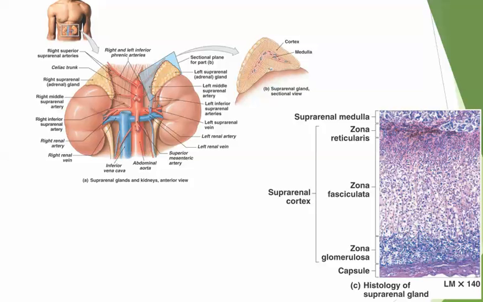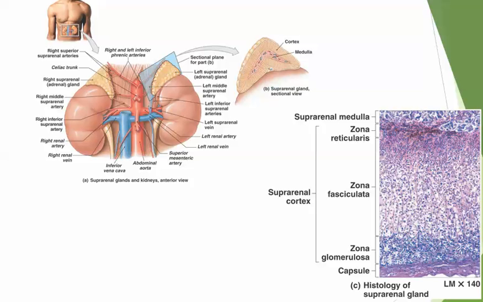Then the veins: the left suprarenal vein drains into the renal vein, and the right suprarenal vein drains into the inferior vena cava. So taking a look in more detail, remember that these glands are separated into two regions, the suprarenal cortex and the medulla. Looking at the cortex, we have the zona glomerulosa, which produces mineralocorticoids, then the zona fasciculata, which produces glucocorticoids, and the zona reticularis, which produces androgens.